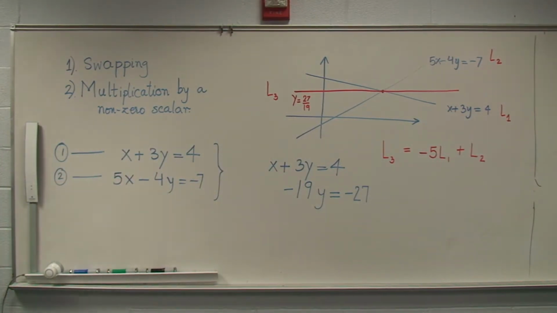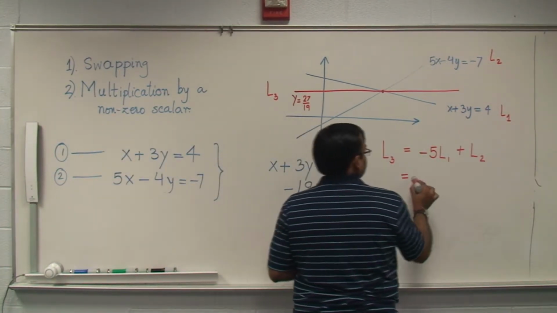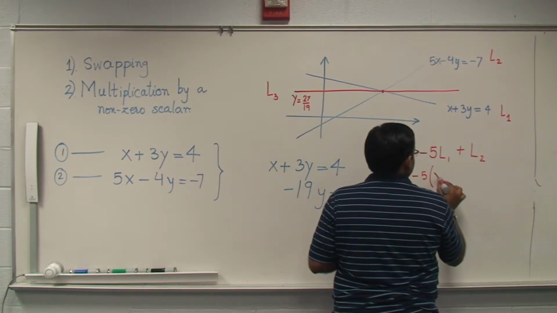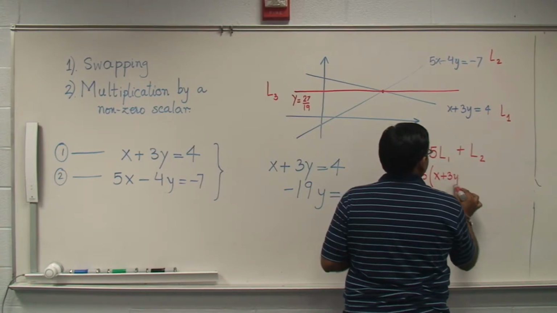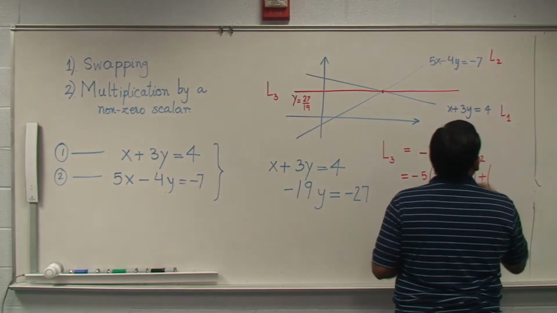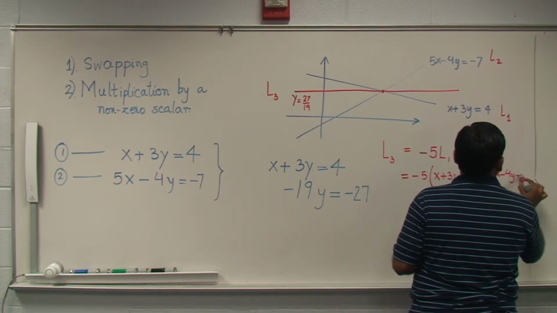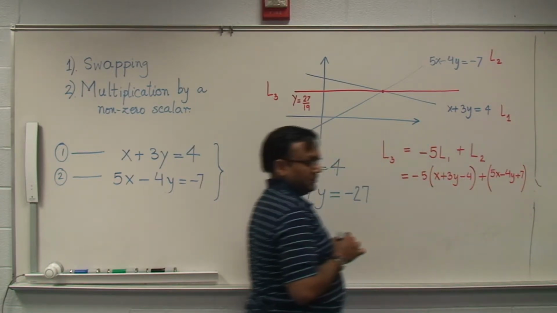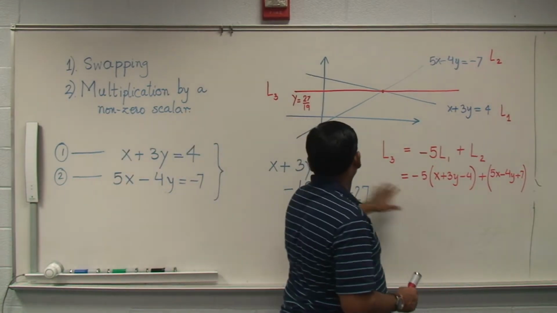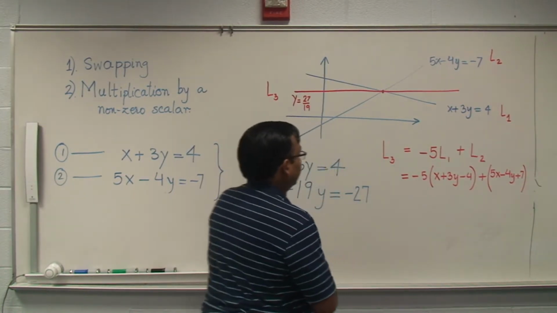Now, if you allow me to write down the equations of line L1 and L2 in a slightly special way, that means everything on one side. So suppose I write L1 as x plus 3y minus 4, and L2 as 5x minus 4y plus 7. Okay. Now, I don't want to solve it because solving it is going to give me exactly this. I want to look at it slightly differently.